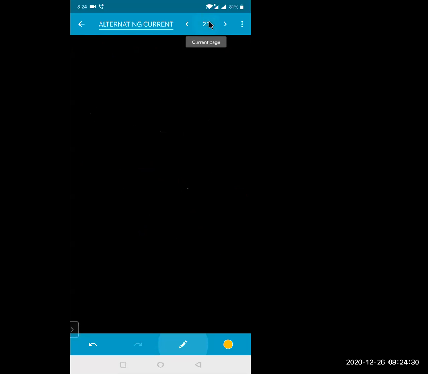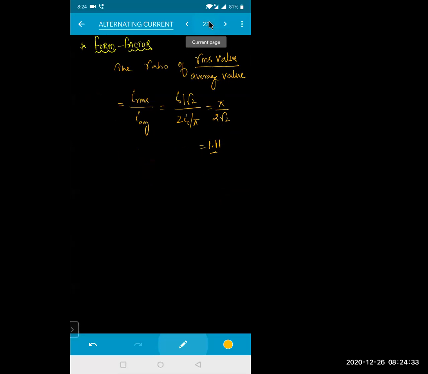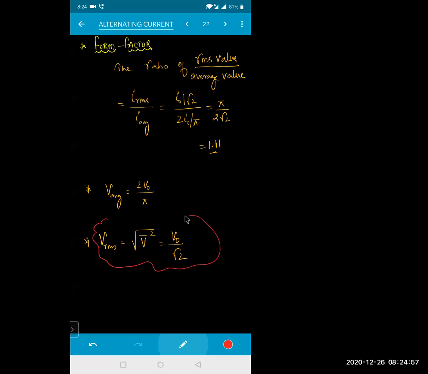If anyone asks the V average formula in an AC generator or a dynamo, what is the V average value? V average is equal to 2 into V naught divided by pi. In the same way, V RMS is equal to under root of your mean of your square, that is nothing but V naught by root 2. I already derived this for currents. So the just thing is, for the EMFs it will also be the same for the given conditions.